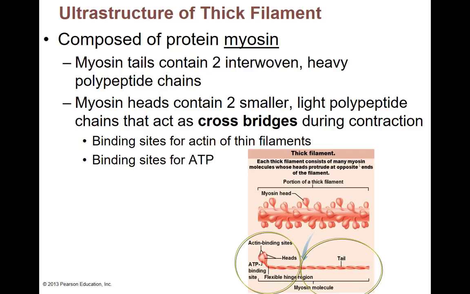Now, I could care less about the tail. I care about the head. We call it the business end of the myosin because it's where things happen. The reason why is it has two binding sites. ATP will bind there, so now it will be energized, and it will bind to actin there as well, because it wants to bind to the thin filament. So all the stuff happens in the head area.